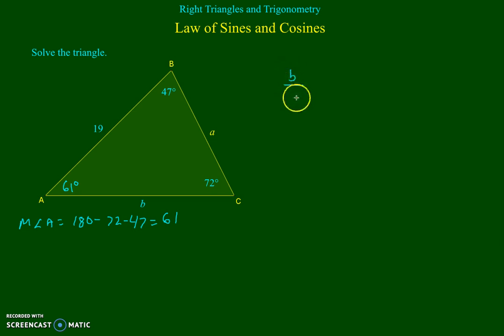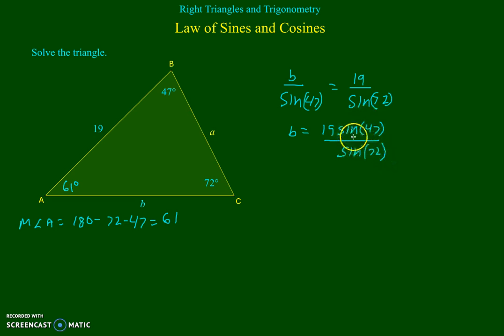So B over sine 47, using the law of sines, equals 19 over sine 72. So this side is to the sine of this angle as this side is to the sine of this angle. And that's our relationship. Now we just solve this proportion as usual. B equals 19 sine 47 over sine 72.